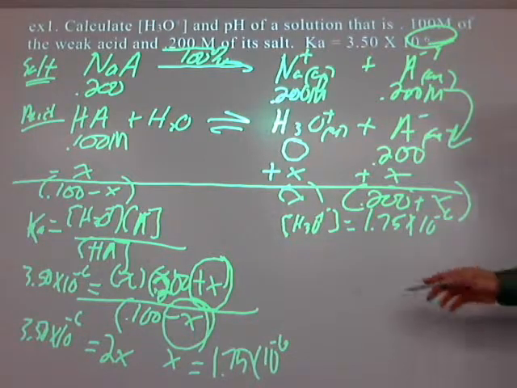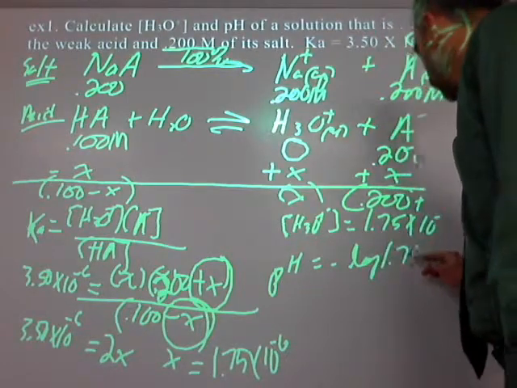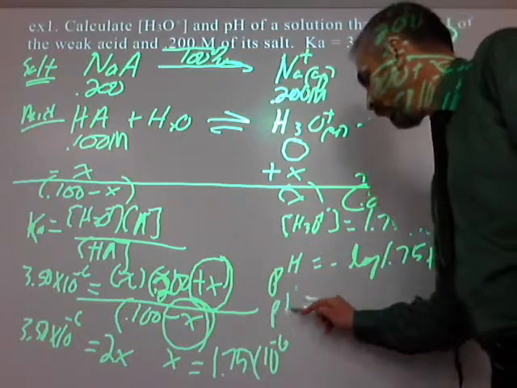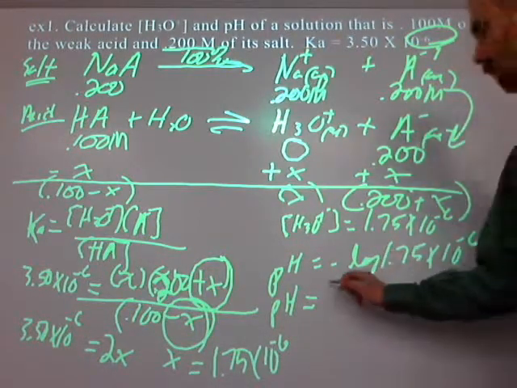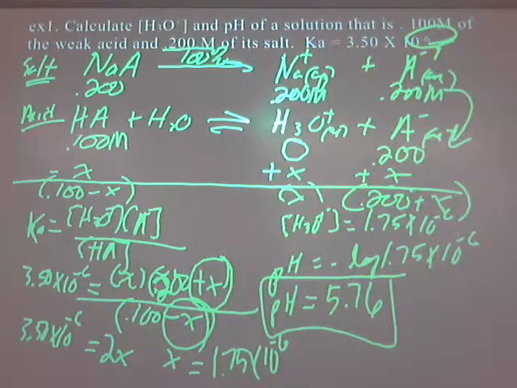So what's the pH going to be? Yeah, negative log of that, 1.75 times 10 to the -6. Or you can do that one on your calculator. What do you get for your pH? 5.76? All right.